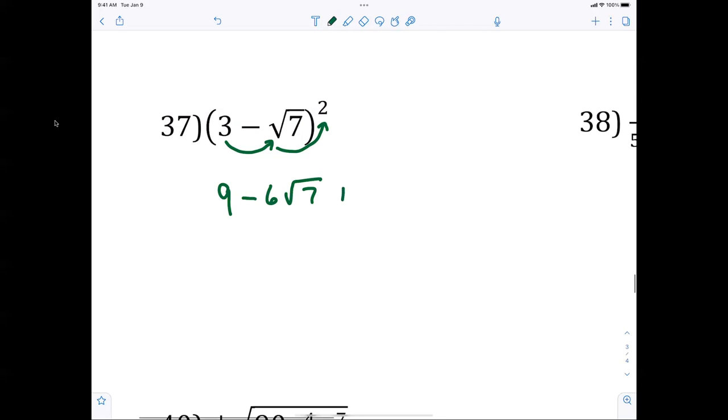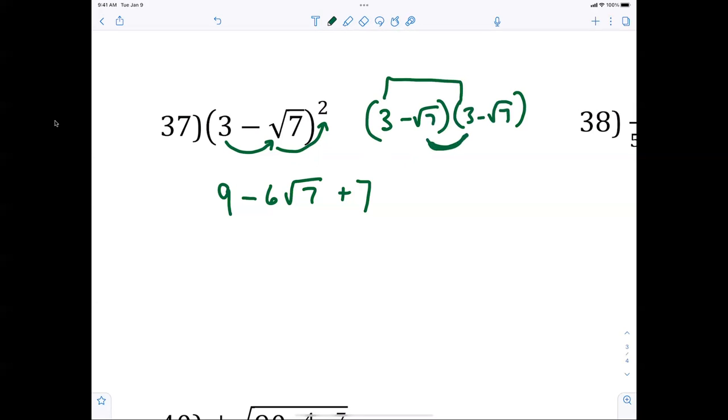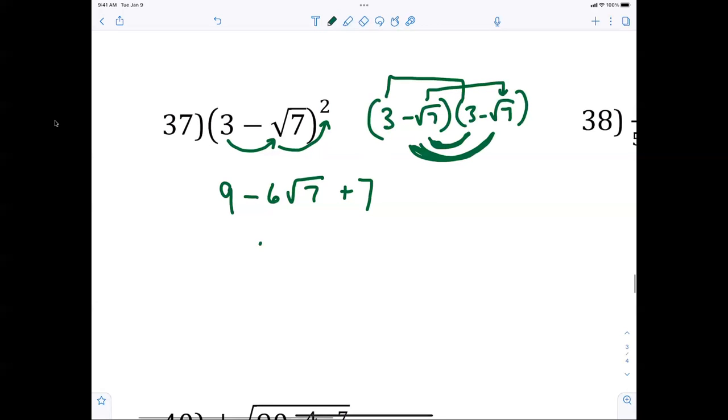Then it would be +7. Thank you very much. That is correct. Now, for some reason you don't like that, it's okay. Just write 3 minus radical 7 times 3 minus radical 7. And then 3 times 3 is 9. There's -3 radical 7, -3 radical 7, and then this times this. All right, now be careful. It's not 9 minus 7, but what? 9 plus 7. So it's 16 minus 6 radical 7.